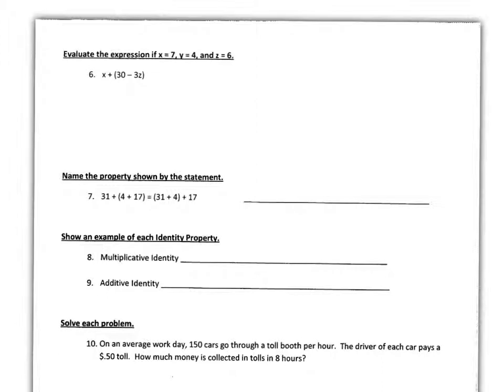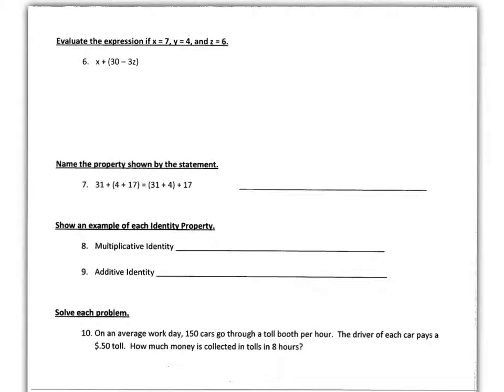Alright, number 6. Now we have an algebraic expression, and it says to evaluate the expression if x equals 7, y equals 4, and z equals 6. So simply we're going to go ahead and take what we know, and we're just going to plug them in. So we're going to take out the x, and we're going to plug in what x equals. X equals 7. So, take it out, plug it in. Okay, so plus parentheses, 30 minus 3.